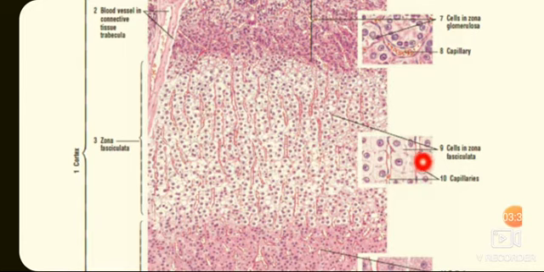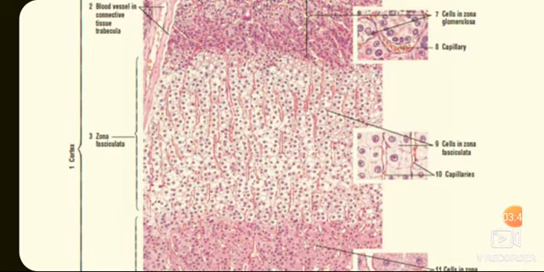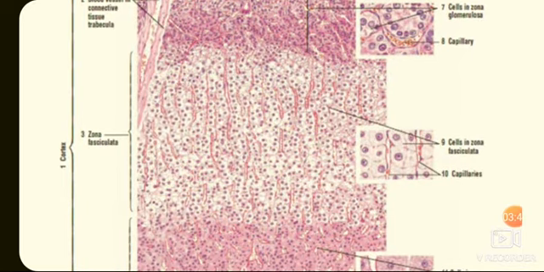The cells in this layer are polyhedral, and these cells have a large number of lipid droplets in their cytoplasm, and this lipid gets dissolved during slight preparation. That's why these cells appear vacuolated or spongy. That's why these cells in the zona fasciculata are known as spongiocytes. Thus, the spongiocytes are the cells which are seen in the zona fasciculata layer of the adrenal cortex. The zona fasciculata secretes glucocorticoid hormones.